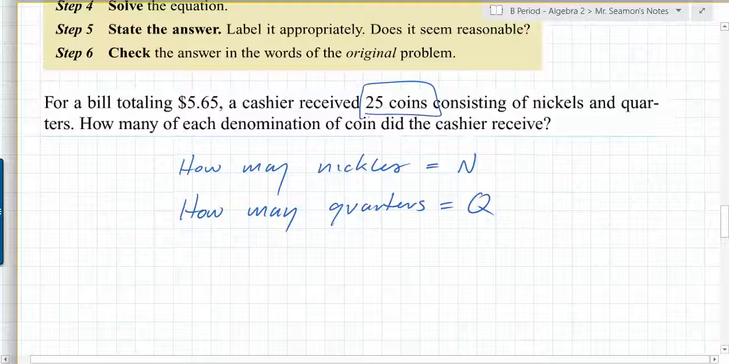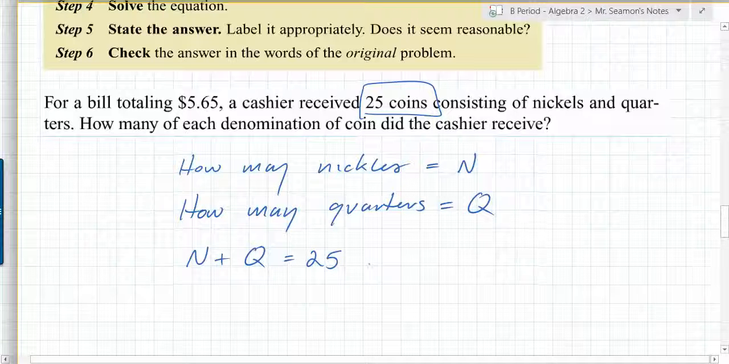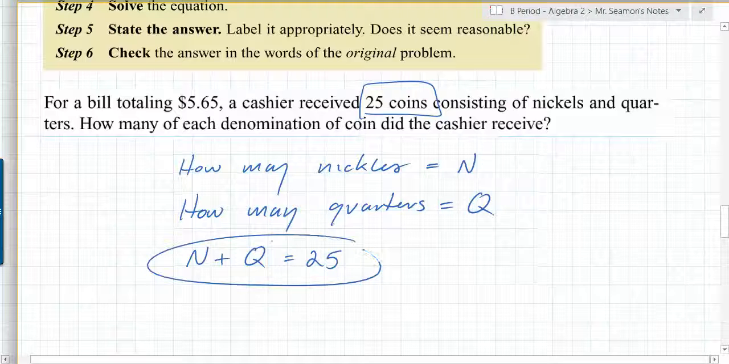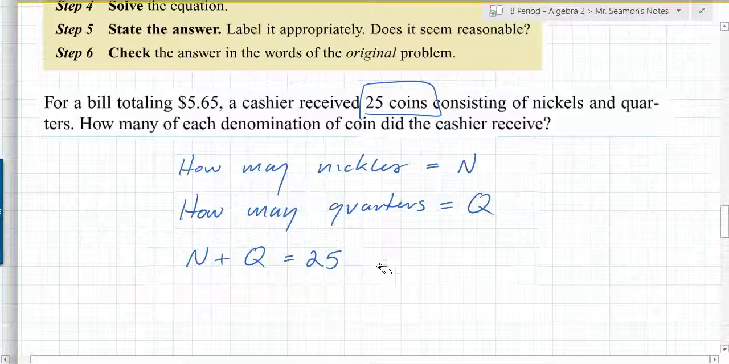Hint: coins. Nickels plus quarters equals... N plus Q. Yes, you guys said the same thing, but that's fine. N plus Q is what? 25. How many equations do we now have? Just one. How many do we need? 2. So we need one for the value. We haven't used this yet.